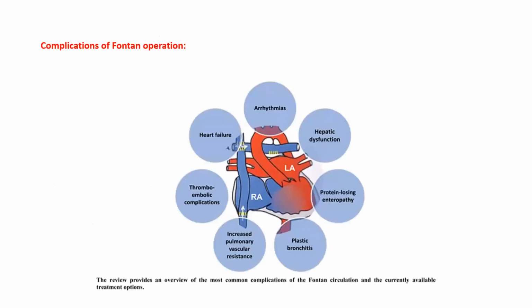So now we'll see the complications of the Fontan operation. What all complications can arise? In a nutshell, because of dilatation of the RA, if you use the RA in the path of the Fontan, it might lead to thromboembolic complications and arrhythmias. Because of the increase in systemic venous hypertension, there might be hepatic dysfunction, protein losing enteropathy, plastic bronchitis, and ultimately it might lead to PAH, and might lead to LV dysfunction, diastolic and later systolic, and heart failure. We'll discuss each one in detail.